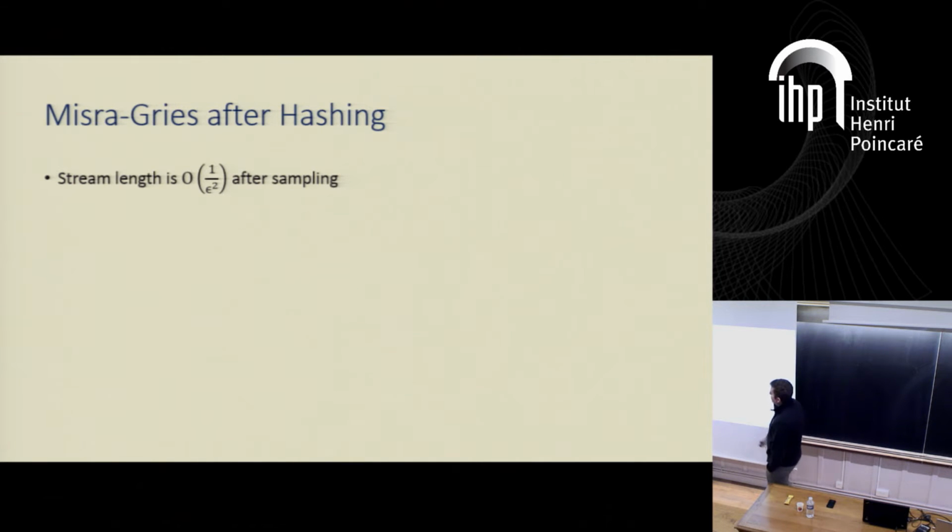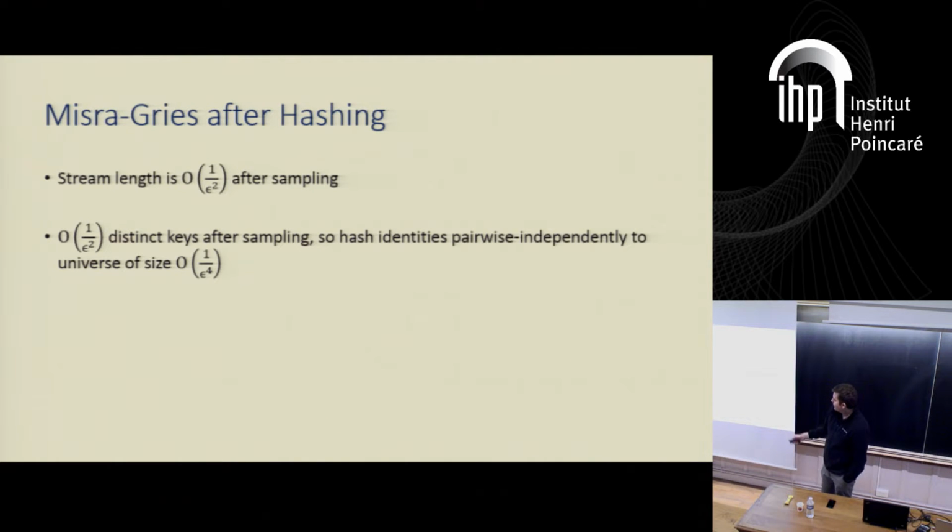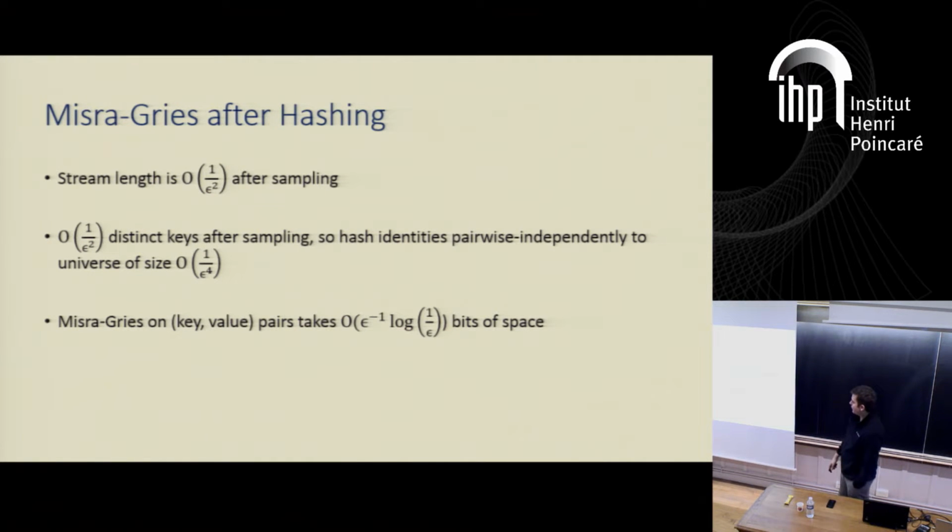So as we said, the stream length is order 1 over epsilon squared after sampling. And so as we said, that means there are at most order 1 over epsilon squared distinct keys. And if we hash them pairwise independently to a universe of size 1 over epsilon to the 4th, we only need log n bits to represent this hash function. It's pairwise independent. And now the identities are also log 1 over epsilon bits. OK, so the Misra and Gries on the key value pairs now takes 1 over epsilon log 1 over epsilon bits.